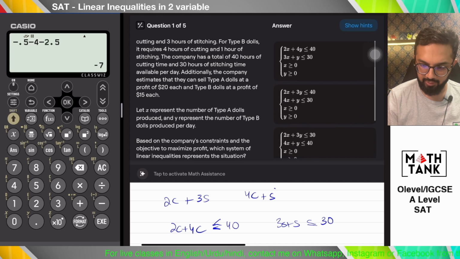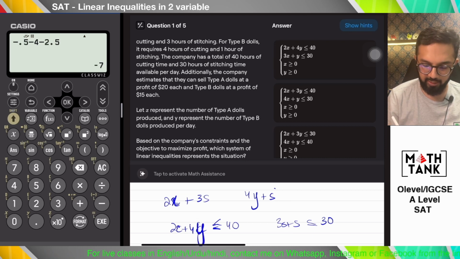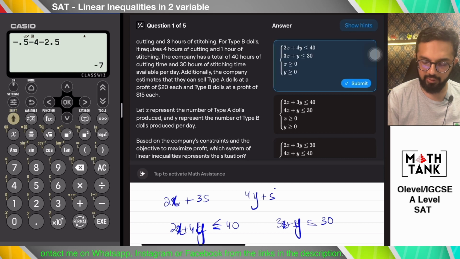Okay, so x should be greater than or equal to 0 and y should be greater than or equal to 0. The company has a total of 40 hours of stitching time. So it's 2x in terms of stitching and 4y in terms of cutting hours. So 2x plus 4y should be less than or equal to 40, and 3x plus y. Okay, so I think that should be the correct answer.